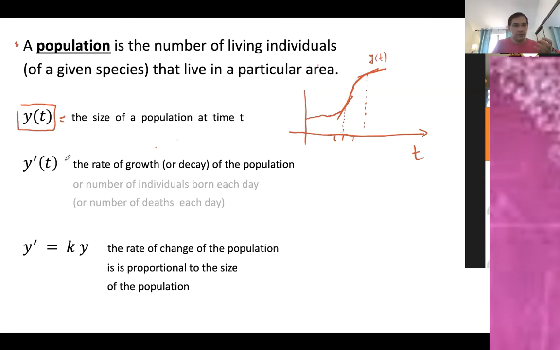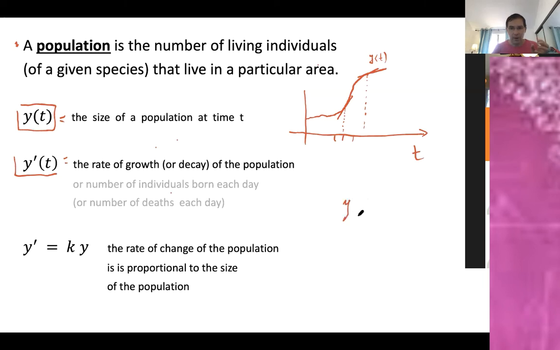So the derivative would be the rate of change, either the growth or decay, because people can die. So I'll say just the rate of change of individuals in the given population. That's what the derivative y prime means. And now we are only one step from a very nice differential equation that people in biology use all the time. And that's the exponential growth. I think that's the simplest one, or the most basic one. And the idea is the following one.